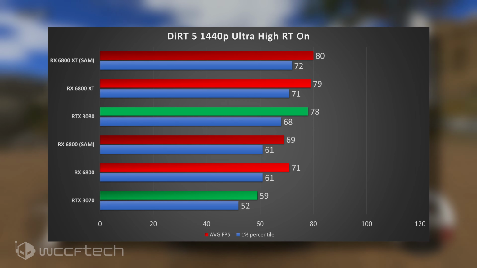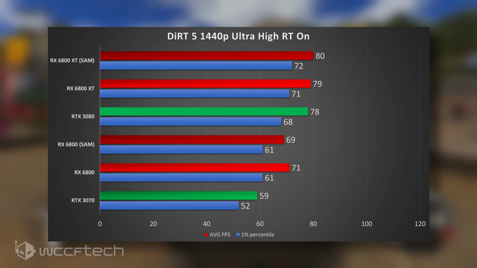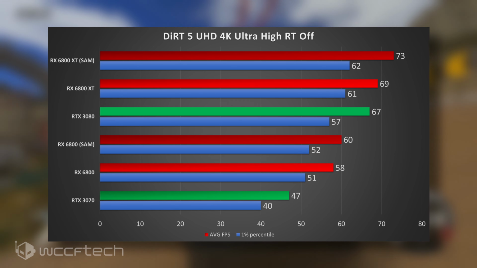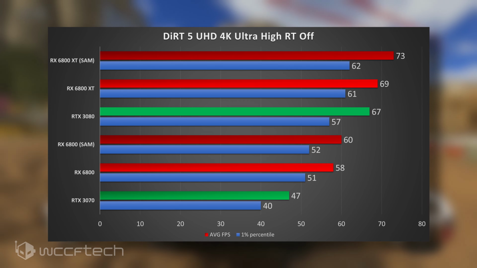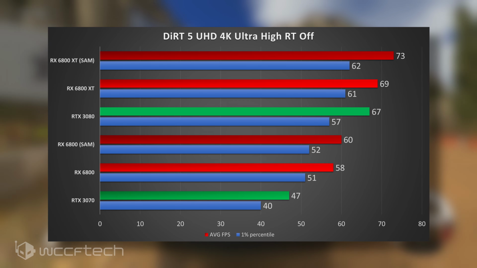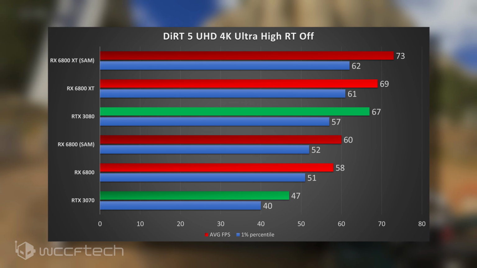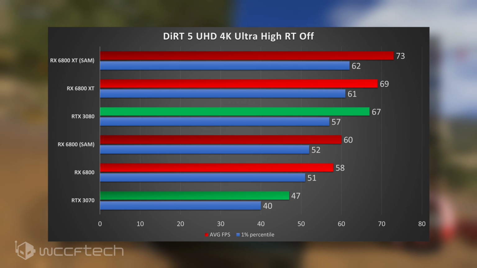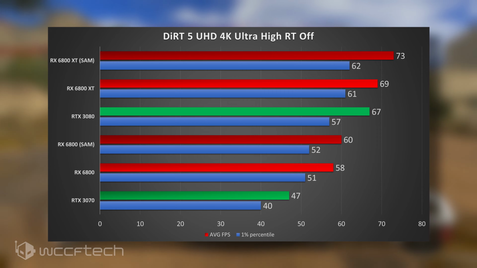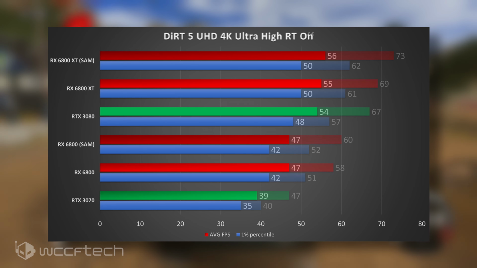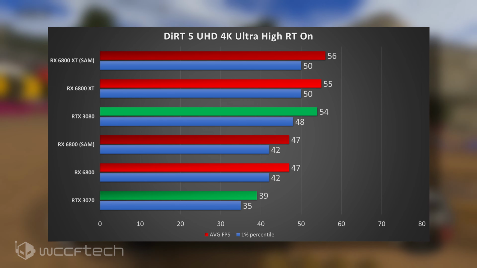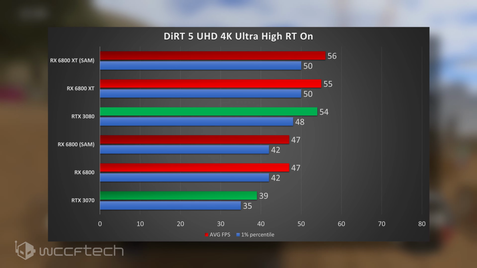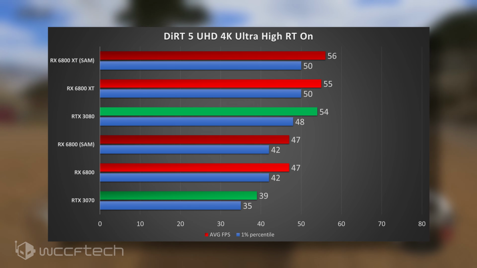Now, moving into 4K with ray tracing turned off, we see a very similar story. We see about the same numbers across the board as far as percentages between each other, with smart access memory giving a noticeable gain to the 6800 XT. And then when we turn ray tracing on in this title, we see about the same story that we saw in 1440p. But obviously, they all kind of drop a good bit here.